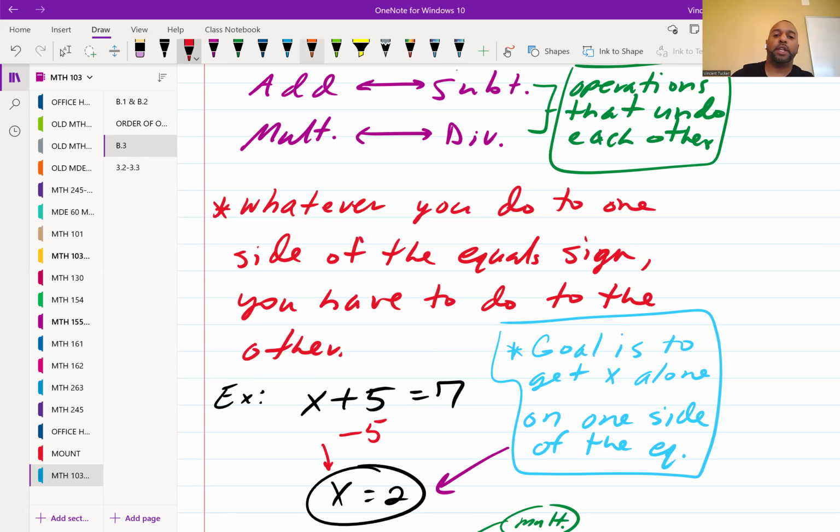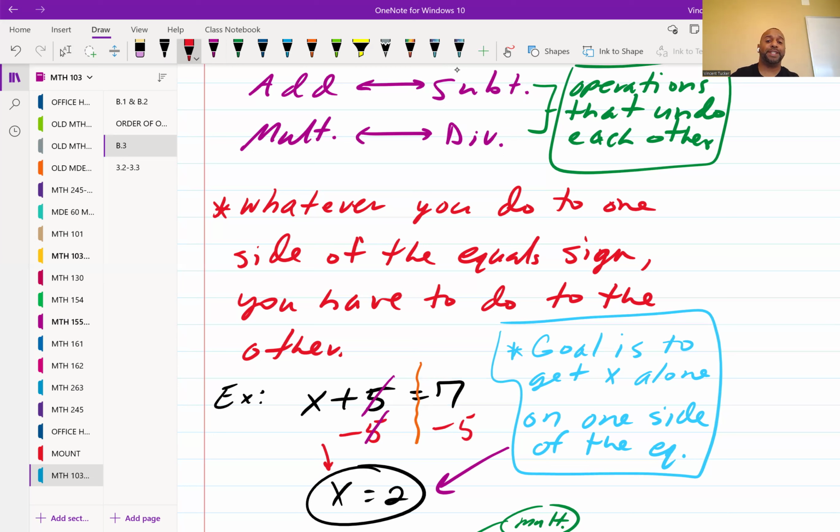So to keep my equivalency though, we have our equal sign right here. Whatever I do to the left side, I need to do to the right side. So if I minus 5 on the left side so that my 5s can cancel, I need to minus 5 on the right side as well. And so on the left side, all I'm left with is x. And then on the right side, I have 7 minus 5, which is 2. And that's my solution. So that's the foundation of solving equations.